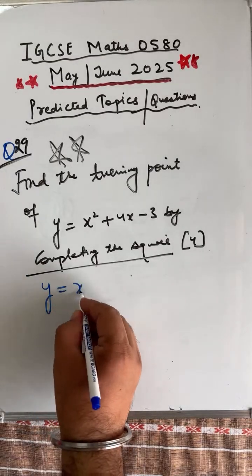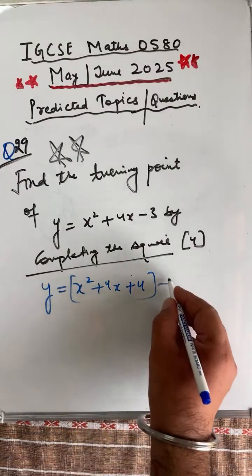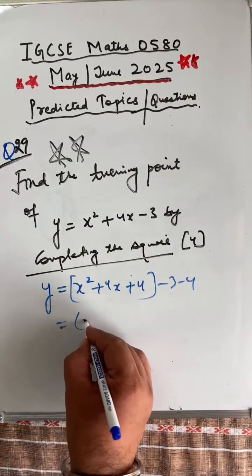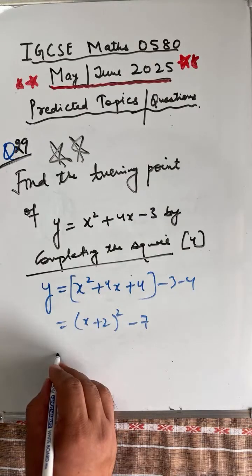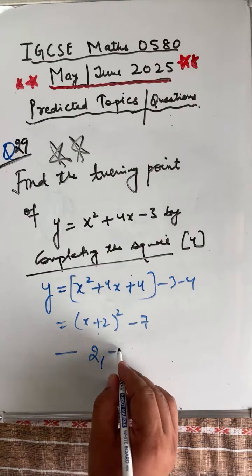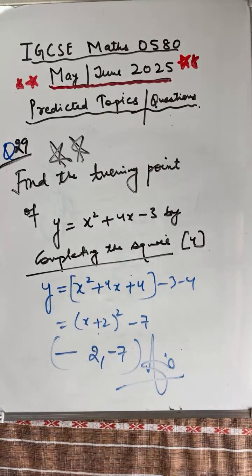y will be equal to x square plus 4x plus 4, and this will be (x plus 2) whole square minus 7. So the turning point will be (minus 2, minus 7). Pradeep is saying y is equal to (x plus 2) whole square minus 7. Very good, Pradeep. And the turning point will be (minus 2, minus 7). Yes, correct answer.